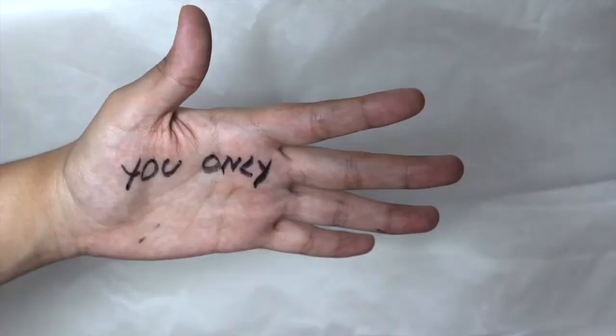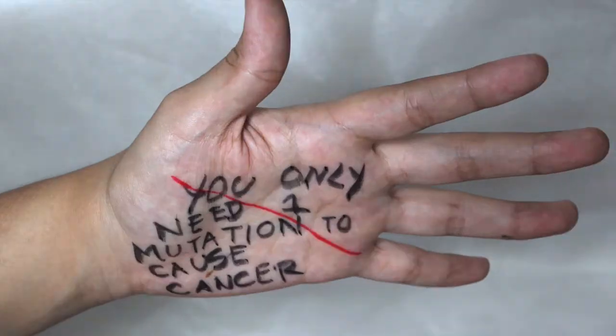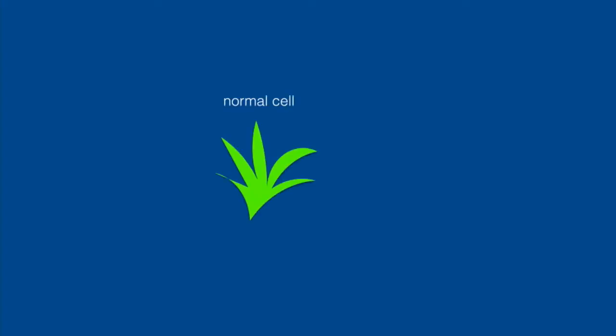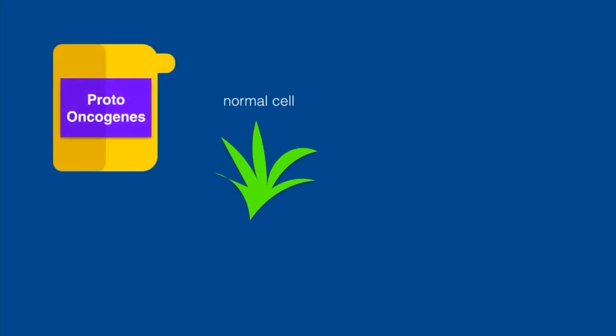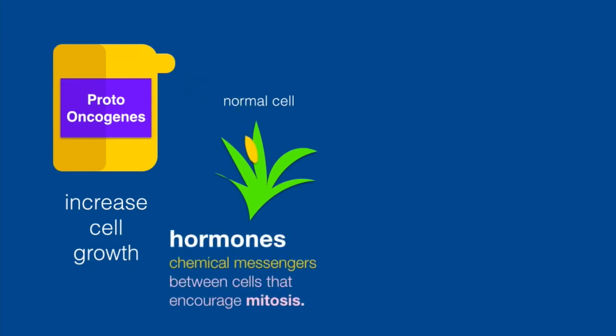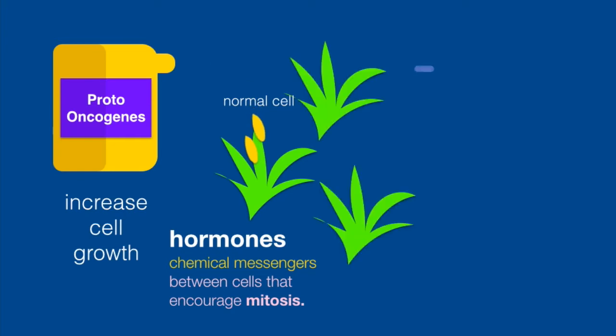A common misconception is you only need one mutation to cause cancer. You actually need up to 5 to 6 mutations. The genes involved are DNA repair genes, tumor suppressor genes, and oncogenes. Let's imagine this as a normal cell. Our proto-oncogenes are genes that increase cell growth. They do this by producing hormones that act as chemical messengers between cells that encourage mitosis, that produces more cells.